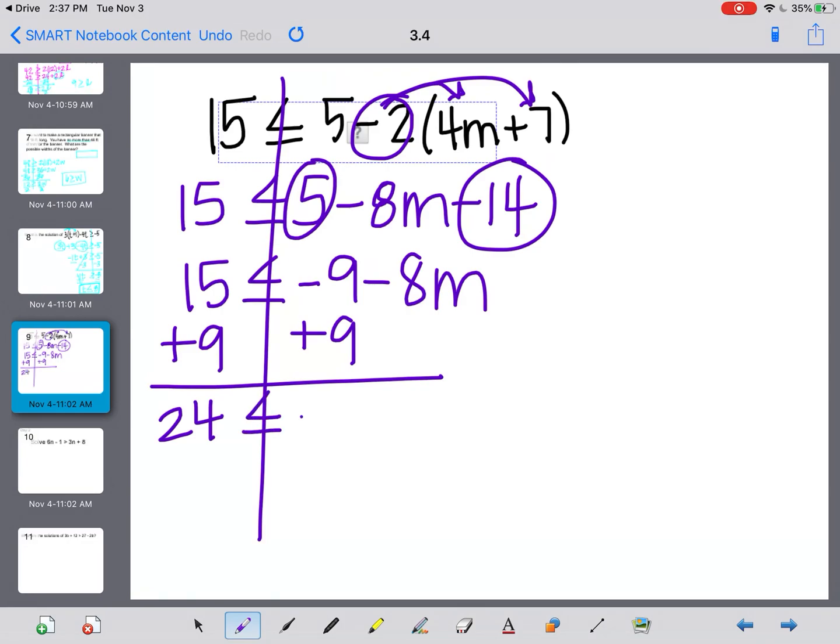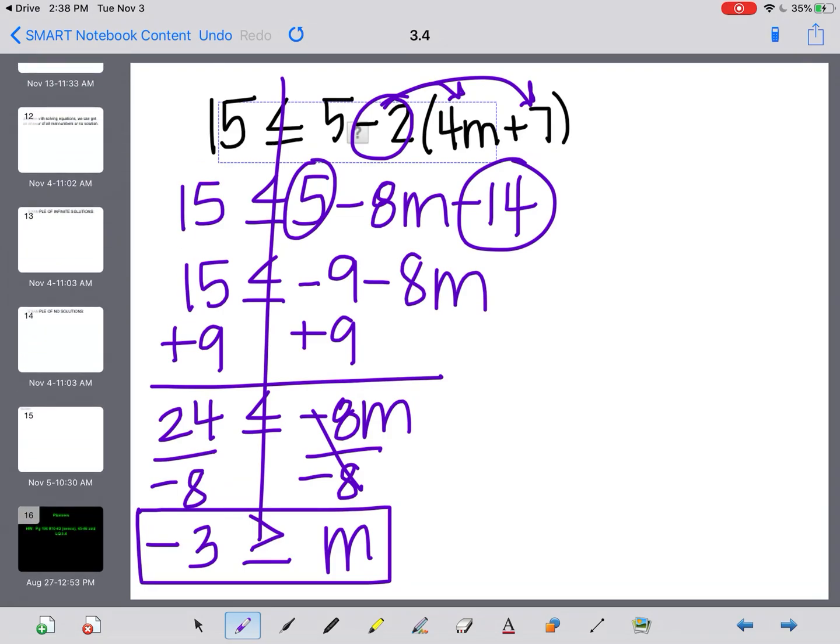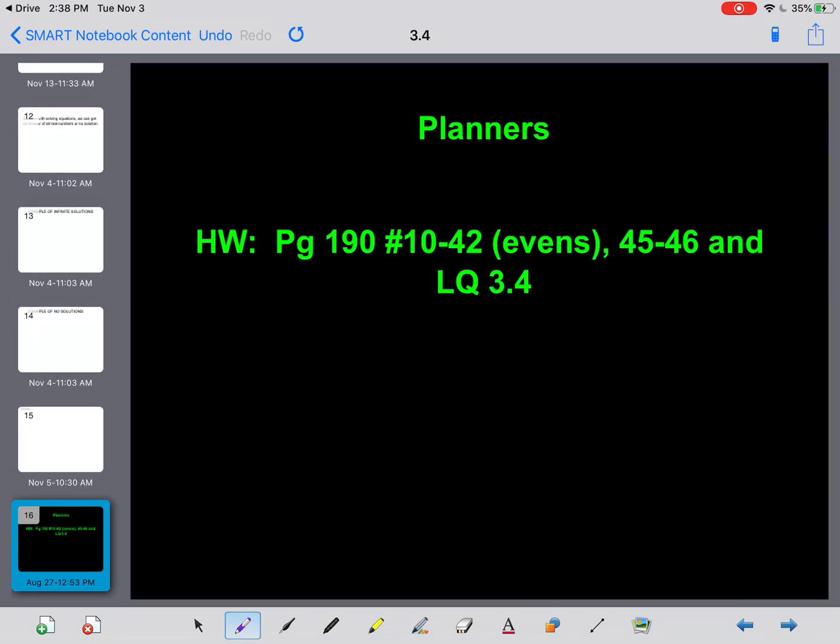Okay. Then I'm going to get rid of this third wheel by adding 9. And I'm going to divide by negative 8 to separate the couple. Because I'm dividing by a negative, I'm going to switch my inequality symbol and find out that negative 3 is greater than or equal to m.